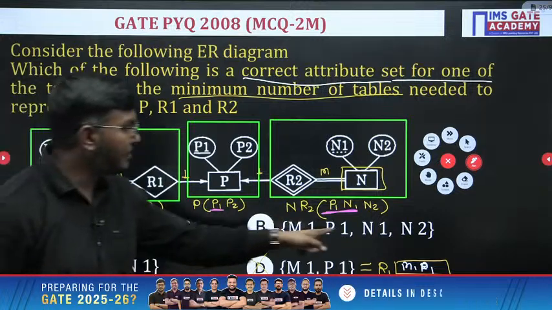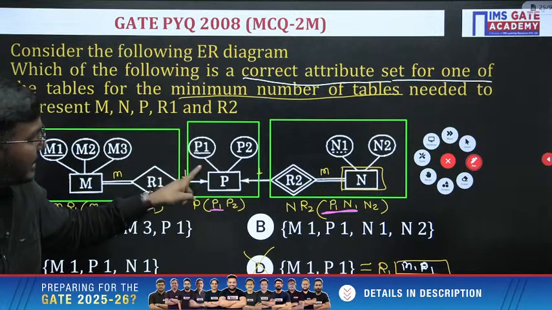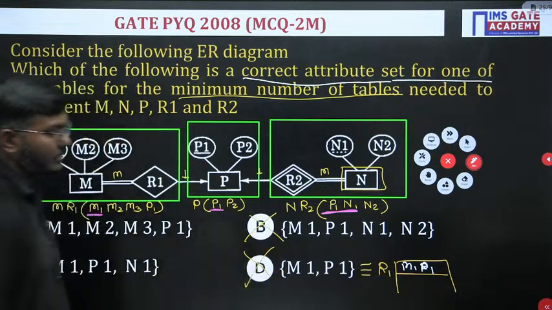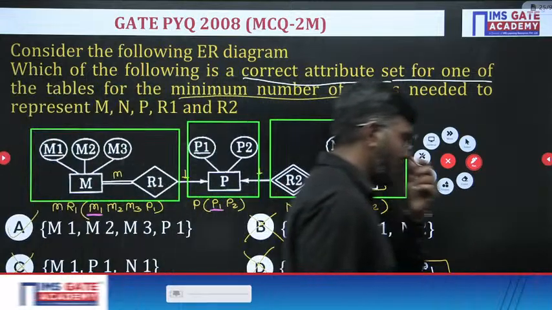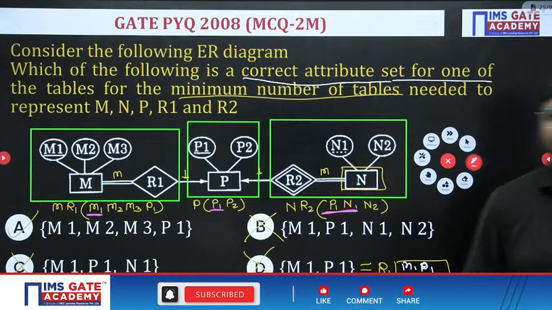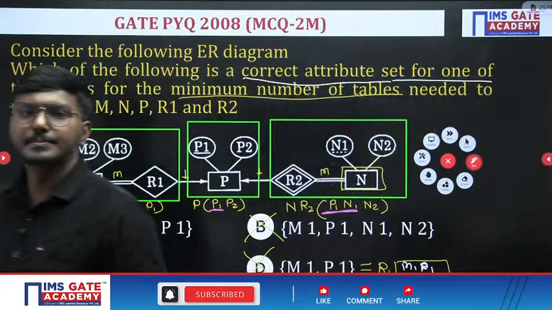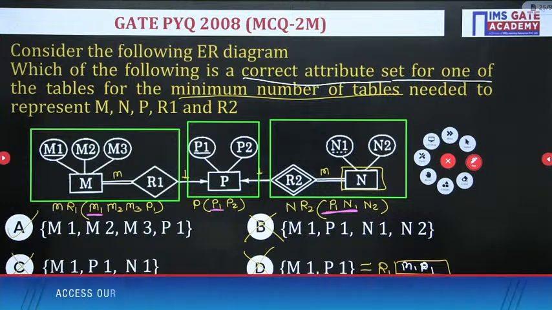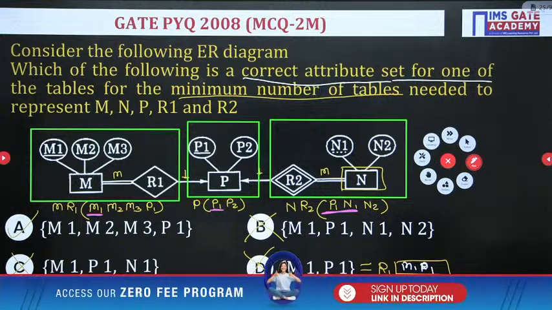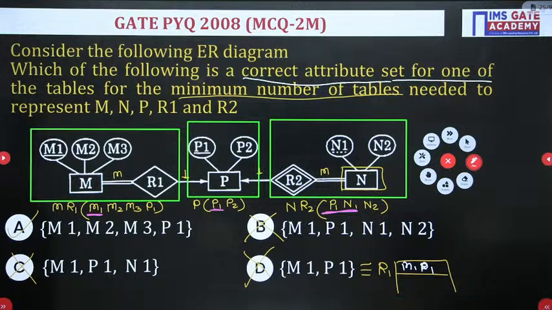Similarly here M1, P1. M1 is this only. P1 here, N1. This is also irrelevant. Understood? Prabha, any doubt?